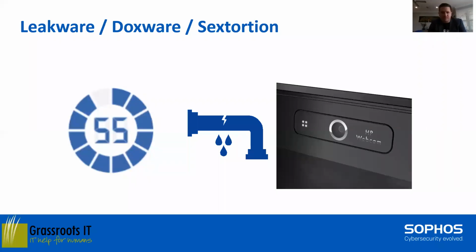Now, not all ransomware is all scary. There are also some interesting ones that attack people on a personal level. This is called leakware, doxware or sextortion, as it can be referred to. And what happens with this type of ransomware is they actually try to get you on a personal level.